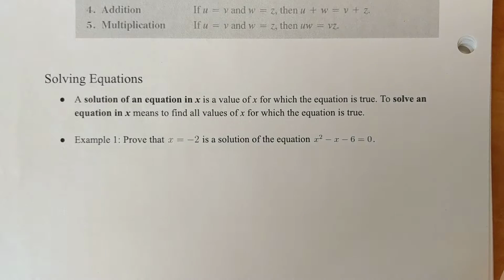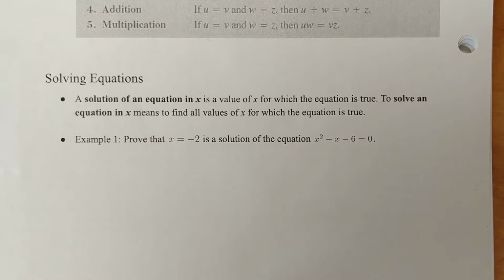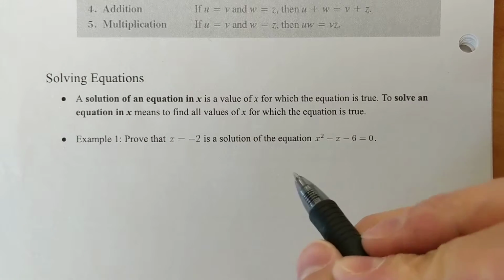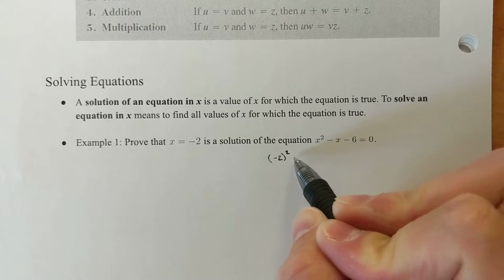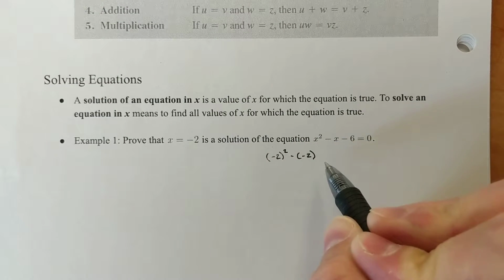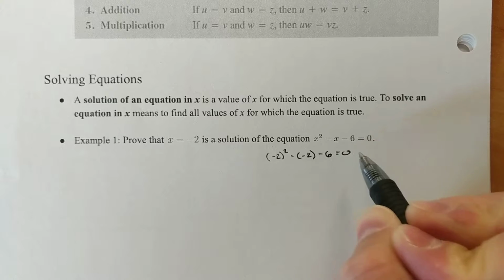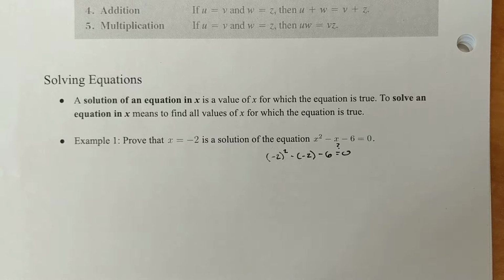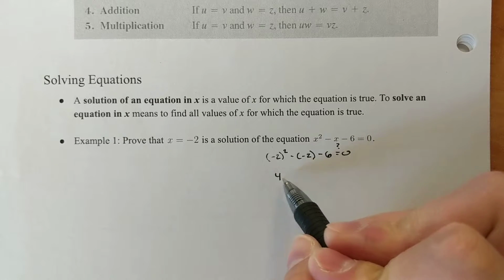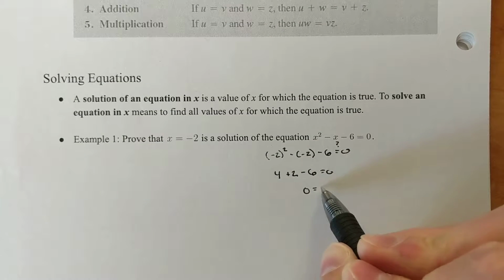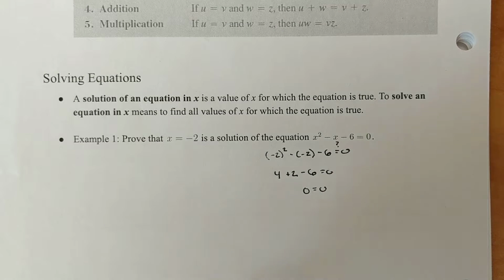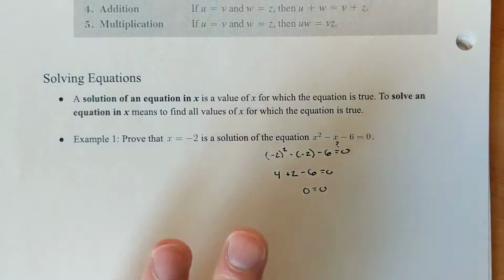All right, so example 1 here asks you to prove that x equals -2 is a solution of the equation x squared minus x minus 6 equals 0. So to check if a value is a solution, that means you need to replace the x's with the value and see if you get a true statement. So that's going to be 4 plus 2 minus 6 equals 0. So 0 equals 0. So that is a true statement. So x equals -2 is a solution.